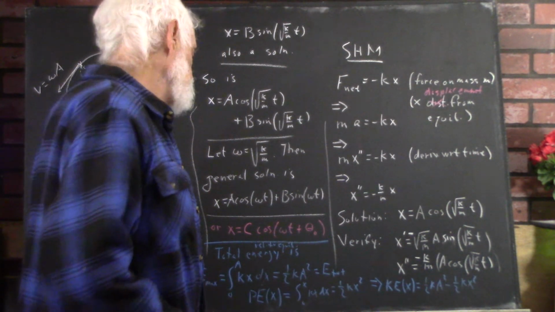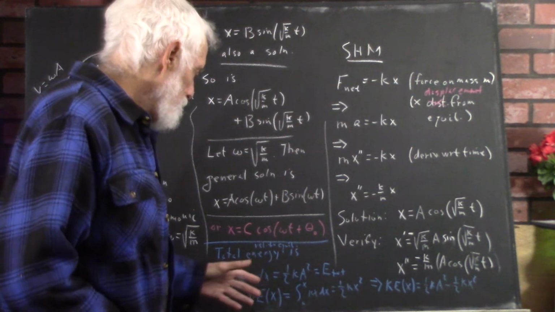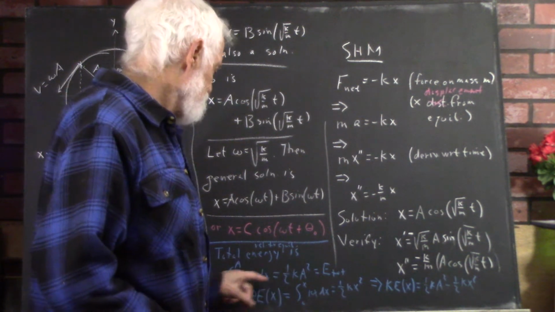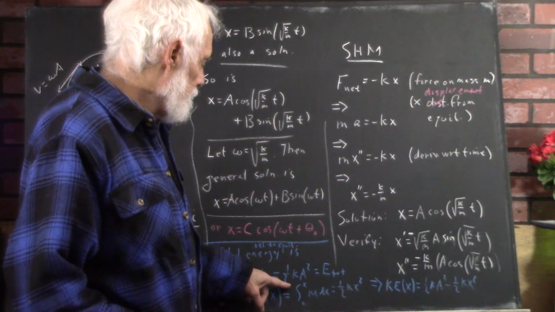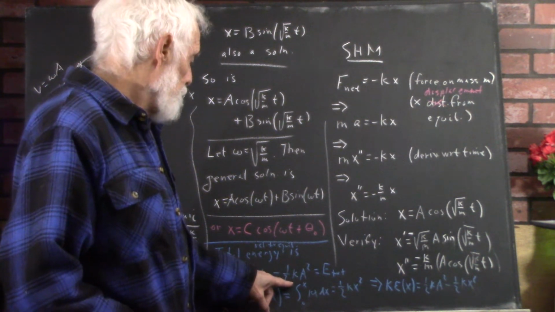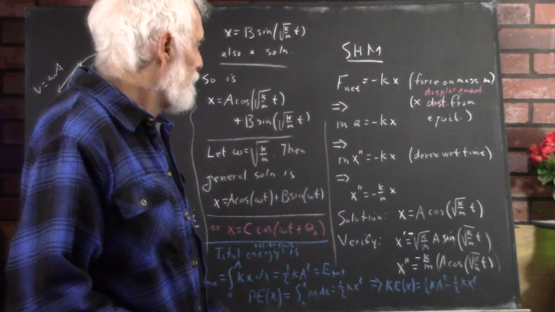I believe your Mastering Physics has fully prepared you to understand this. If not, make sure you review it. So it's 1/2 Ka squared, your total energy.